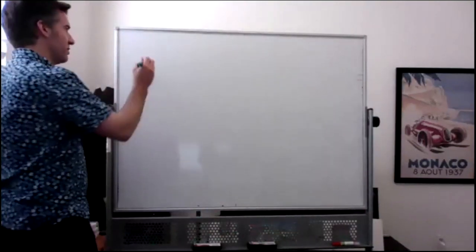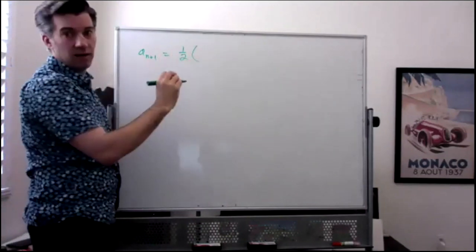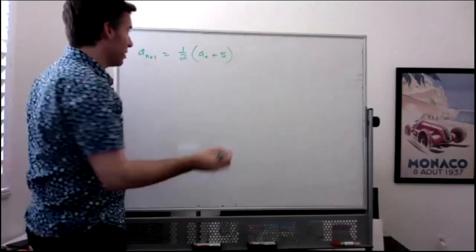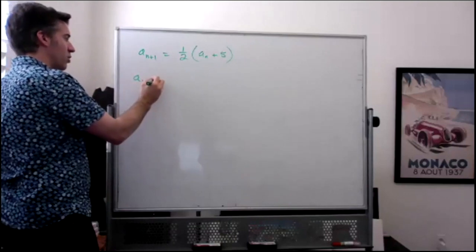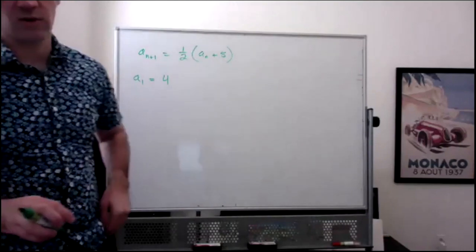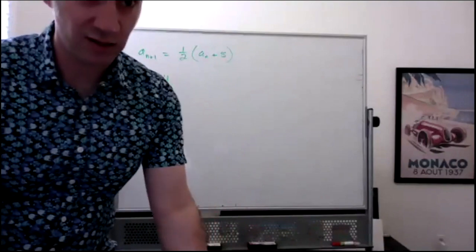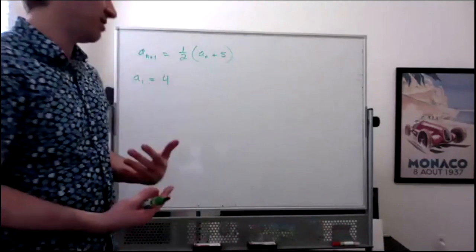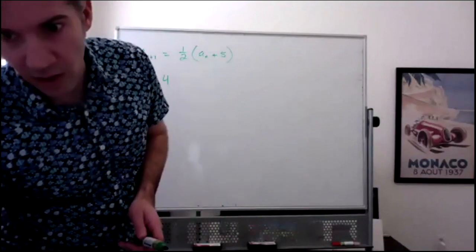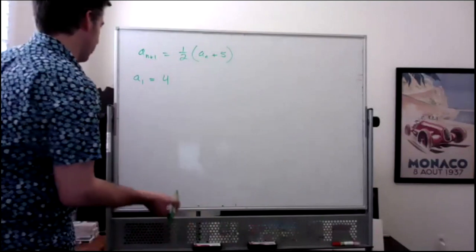So let's look at this recursive sequence: a sub n plus 1 equals 1/2 times a sub n plus 5. And we're given that the first term, a sub 1, is equal to 4. When you're dealing with recursive sequences, most of the time you pretty much have to be given a starting point. There might be examples where you don't have to be, but I don't think that's typically the case. So I want to find the first 5 terms.